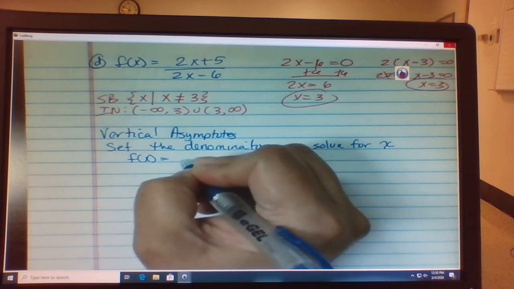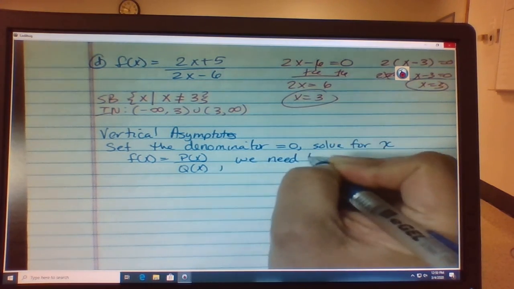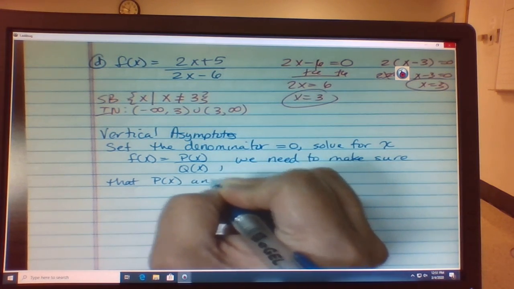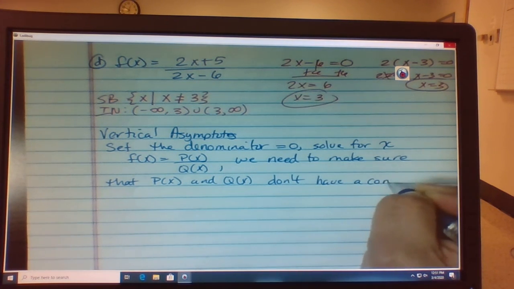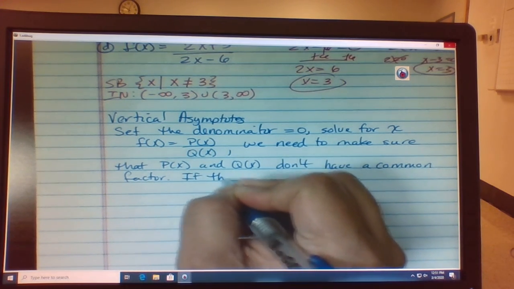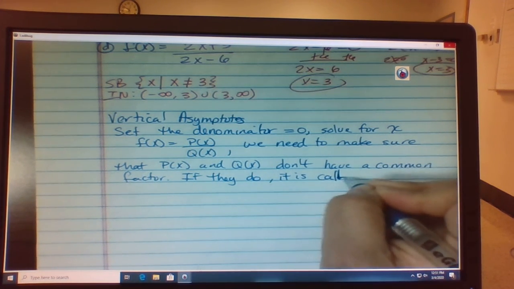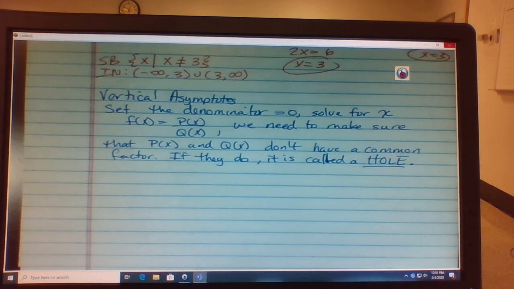So once again, this is your equation. But please notice here what it says. We need to make sure that P of x and Q of x don't have a common factor. If they do, it is called a hole. There's a hole in the graph.